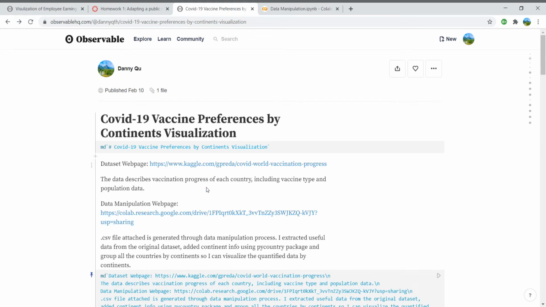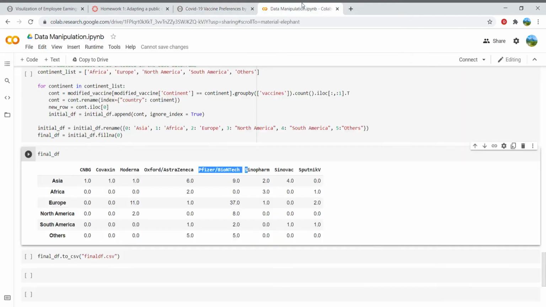Hi, and welcome to COVID-19 vaccine preferences by continent visualization. The data set is downloaded from Kaggle.com, and it is about COVID world vaccination progress. Let's start by taking a look.